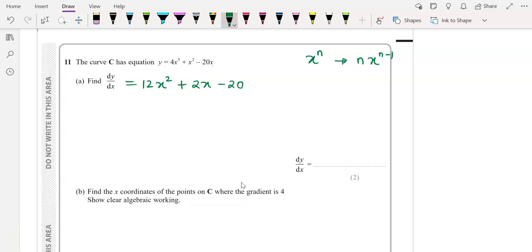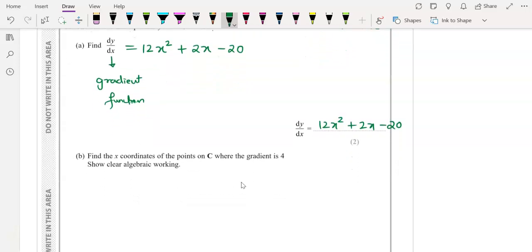So just for doing this, you get 2 marks. So 12x squared plus 2x minus 20. When we take the first order derivative, this function, what you got here, is known as the gradient function. We call it the gradient function. Now we can use this function to find the slope at any point of the curve.